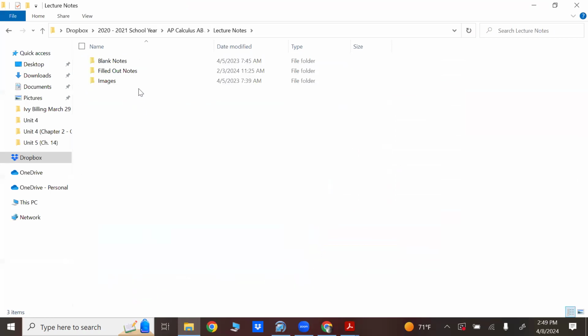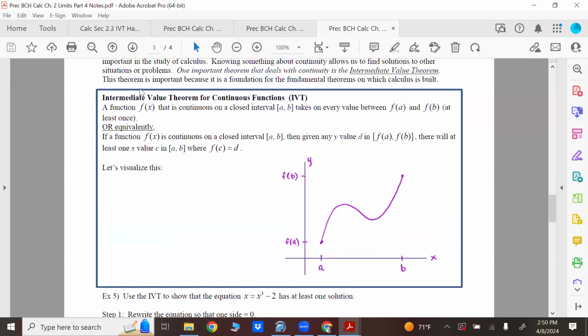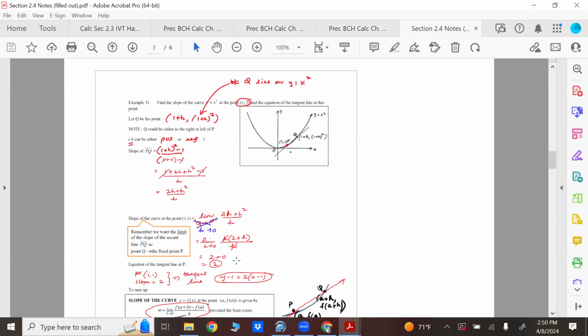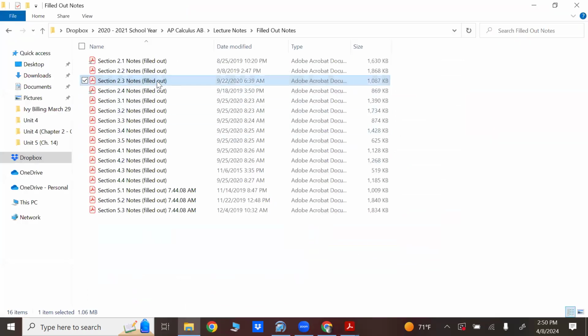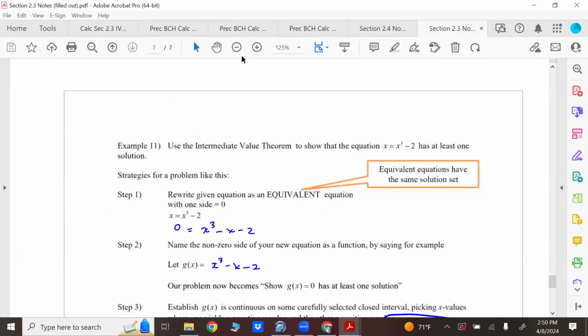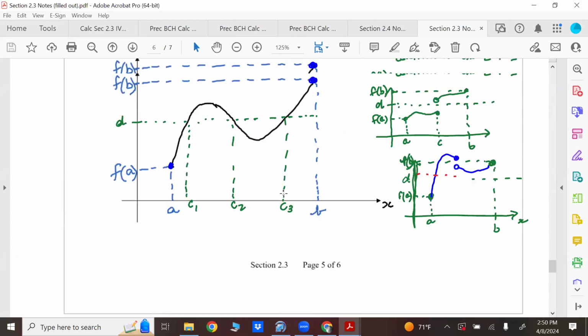Lecture notes. I can't find any. No, I literally can't put it in. It's literally not right there. Oh, hold on. Basically. Here we go.